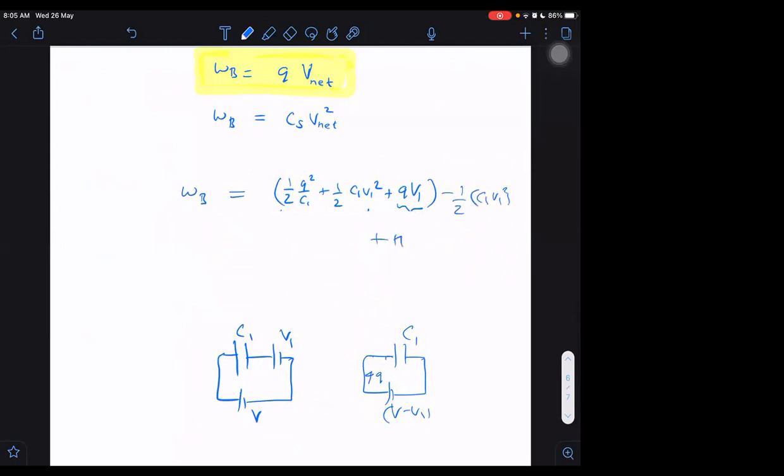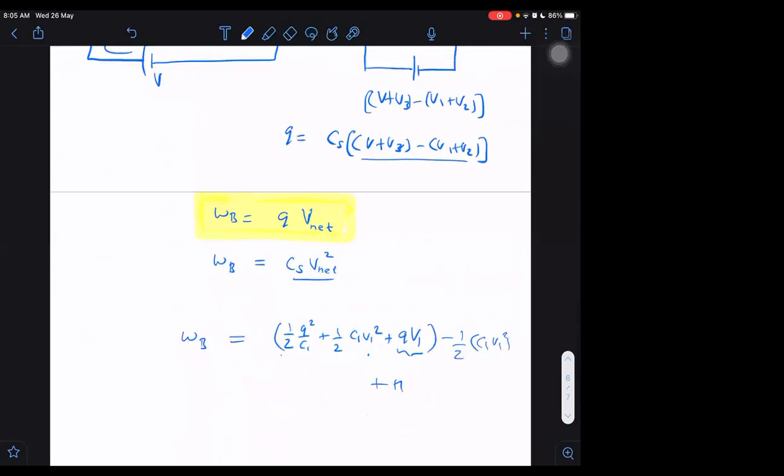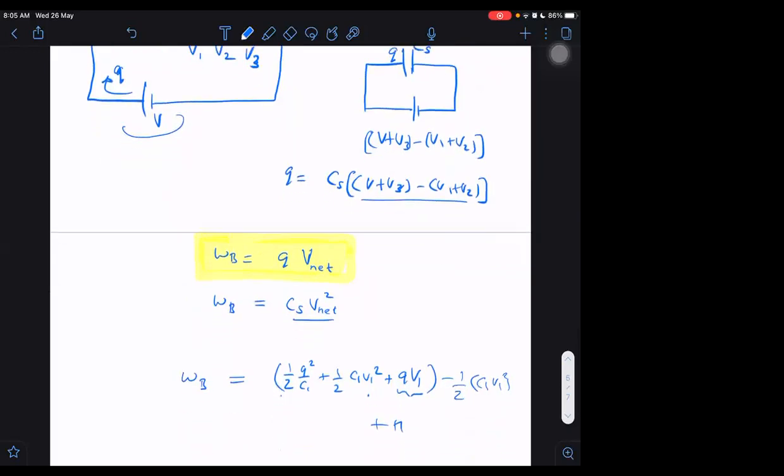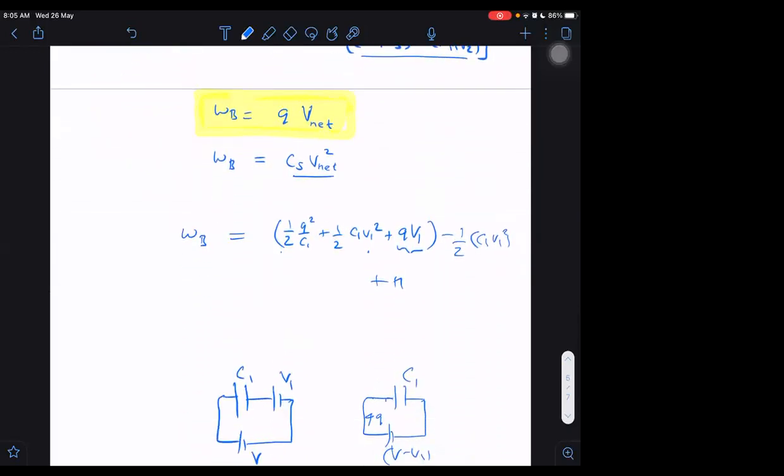is equal to final energy minus initial energy plus heat energy dissipated. So let us check it once. CS into V net square. Again, this is also not the work done by the battery. Actually, work done by battery will be Q into V only. This is just in the equivalent diagram. Actual work done by the battery will not be this. Actual work done by the battery will be just Q into V only.